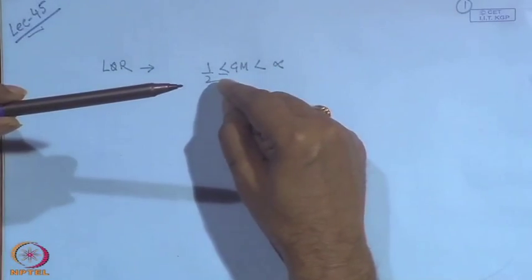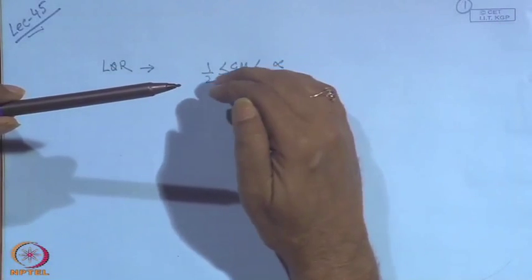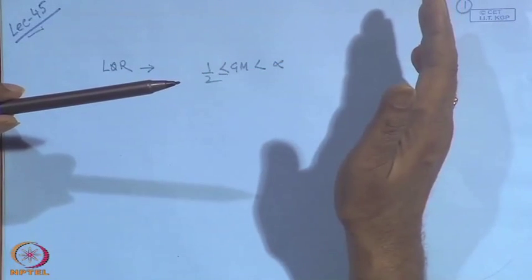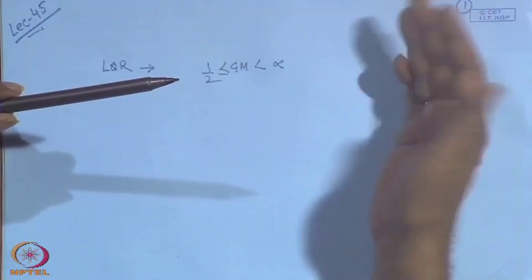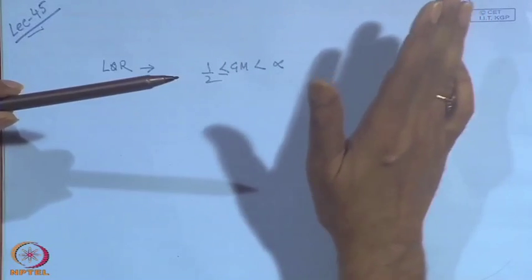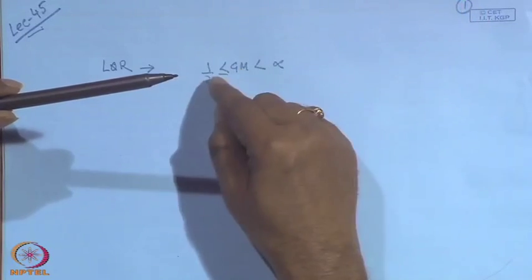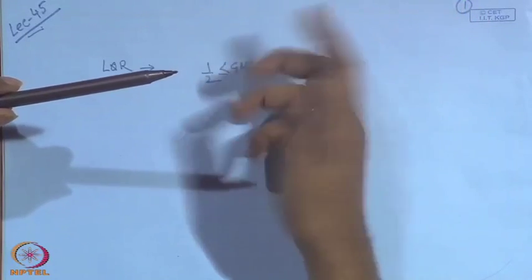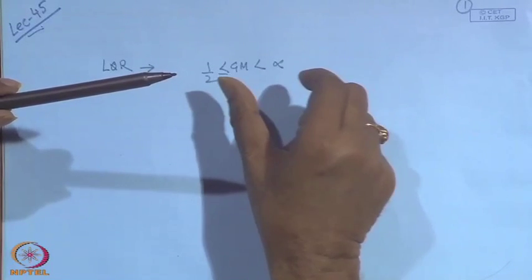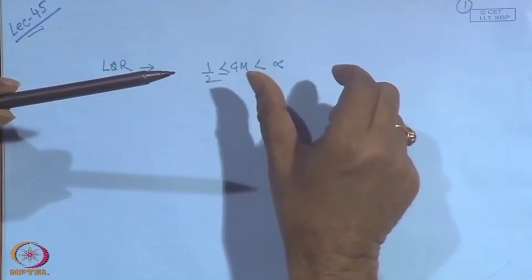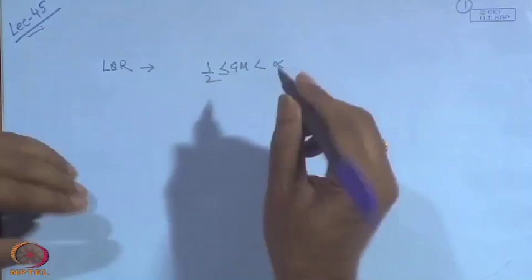And also you can reduce the gain to half of its present value, and still the system is stable. It may be stable even below half, but this range is guaranteed: if you design a controller based on LQR, then the system will be stable. This is the gain margin.